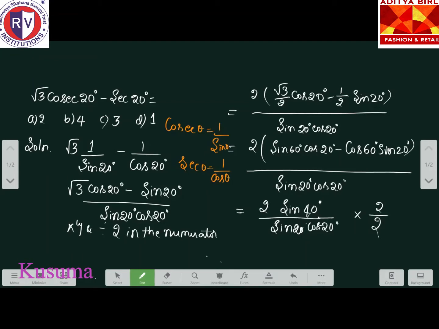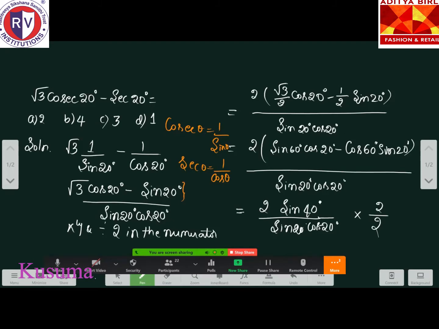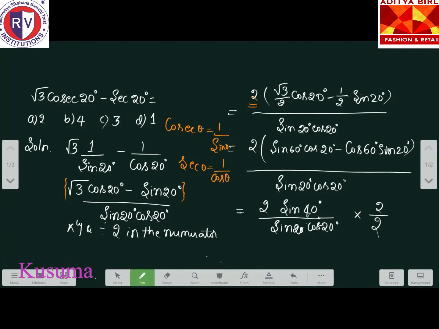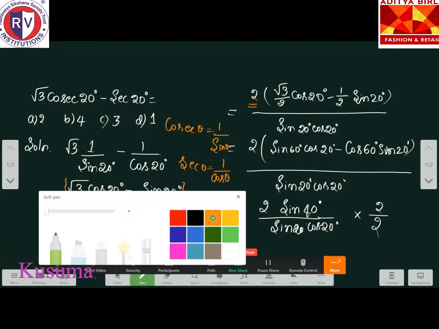So the denominator will be sine 20 degree cos 20 degree and the numerator will be root 3 cos 20 degree minus sine 20 degree. So now what we will do is multiply and divide the numerator by 2. The term that I am multiplying, I am keeping as it is. The 2 that I am dividing, I am taking inside this. So this will become root 3 by 2 cos 20 degree minus 1 by 2 sine 20 degree.